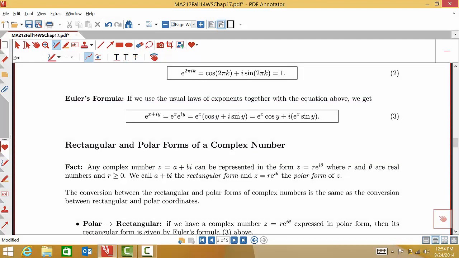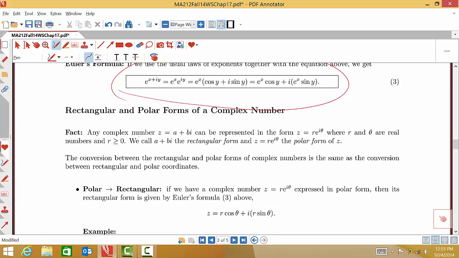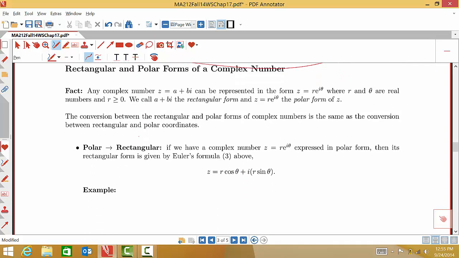And I get e to the x times cosine y plus i sine y, and then I can expand that out and get e to the x cosine y plus i times e to the x sine y. This is called Euler's formula, and we're going to do a lot of work with this in the future. It's important. Okay. So Euler's formula gives us a way to write numbers in what's called polar form and in rectangular form.